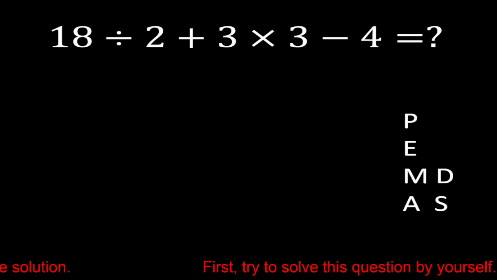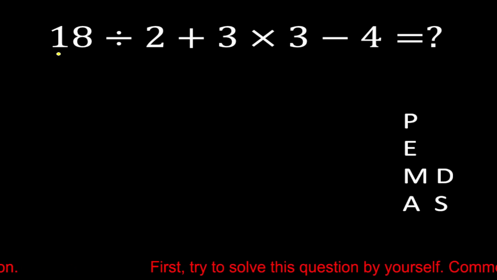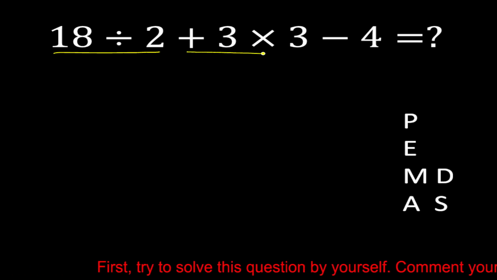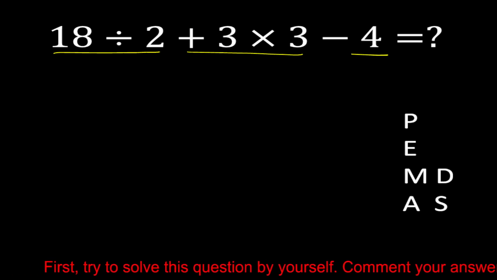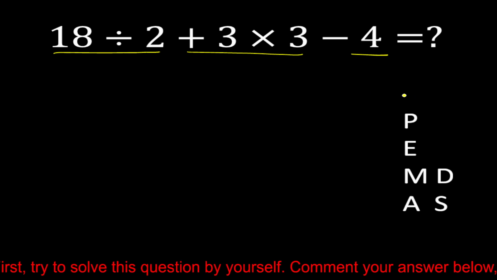Hello everyone. So here we have a question: 18 divided by 2 plus 3 multiply 3 minus 4. Now let's solve this problem correctly by using the PEMDAS rule.